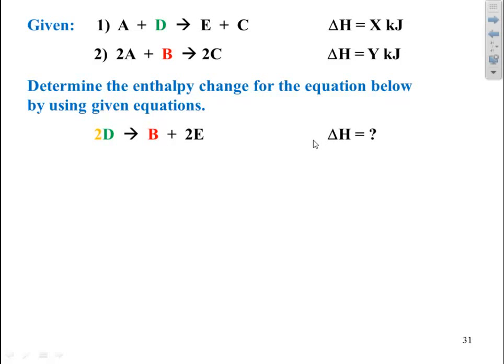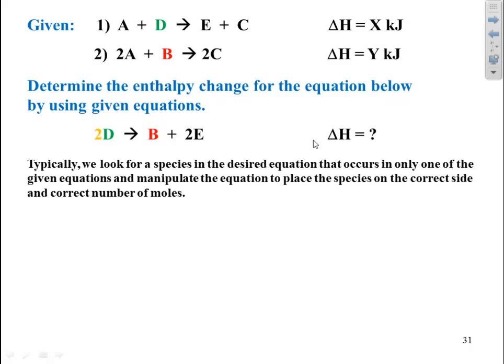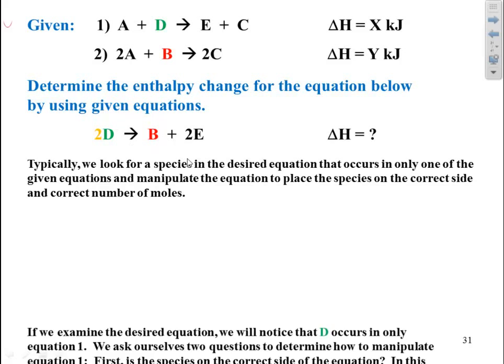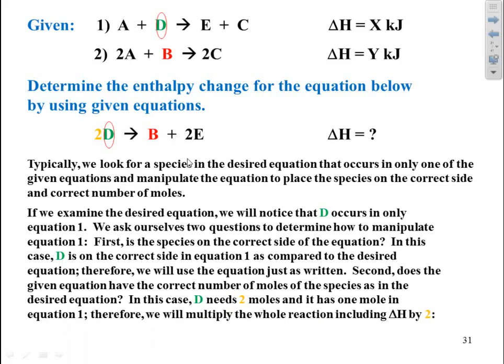So to do this, typically we look for a species in the desired equation that occurs only in one of the given equations and manipulate the equation to place the species on the correct side in the correct number of moles. So I'm going to look for D, B, or E in these equations and try to find it in one of the equations by itself. Let's start. Usually I start from left to right. Let's look at D. Can I find D in one of the two given equations by itself? The answer is yes. If I didn't, then I would move on to the next one.